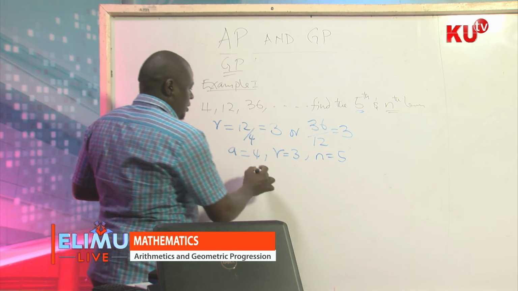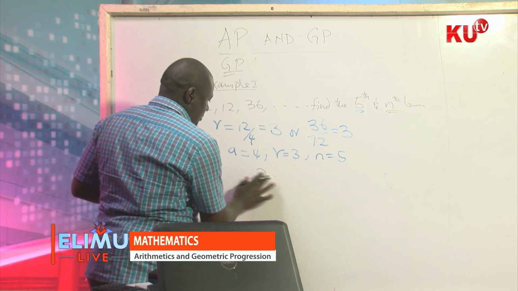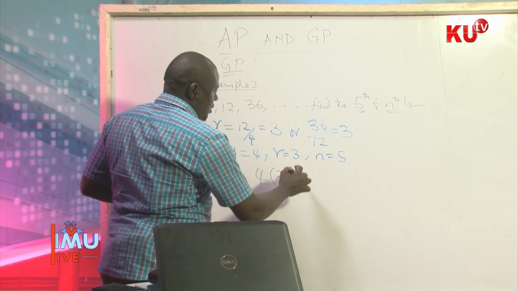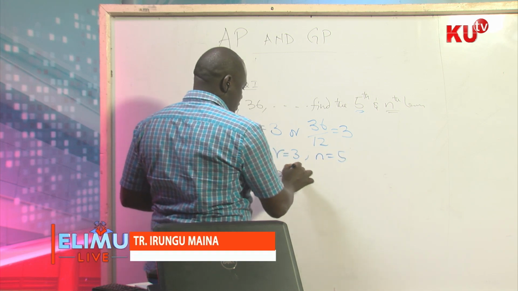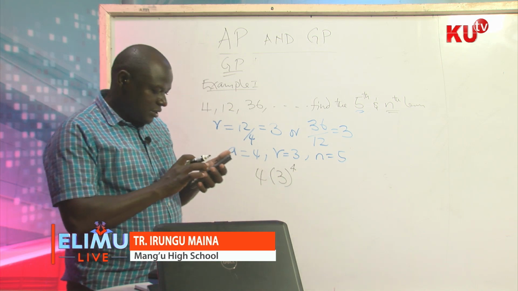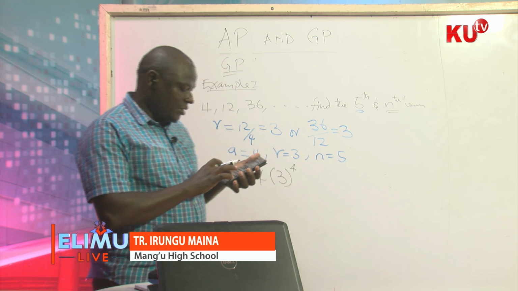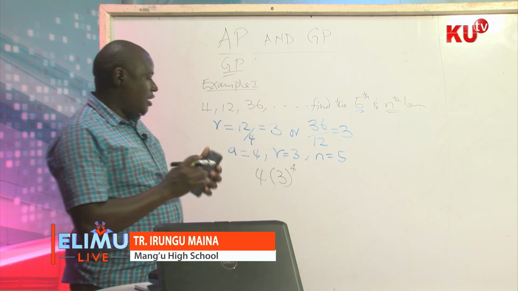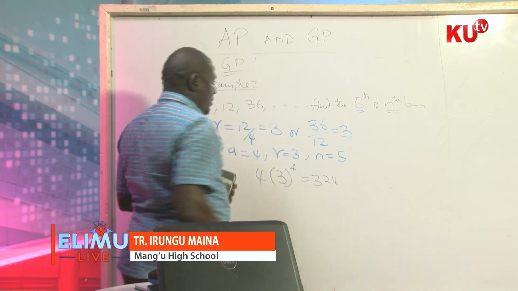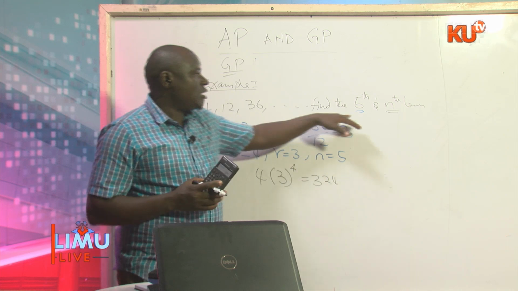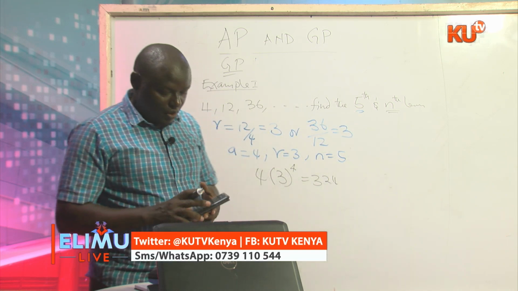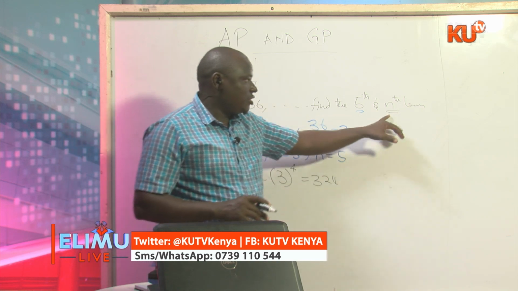A is 3. Our A is 4 multiplied by R, which is 3, raised to power 5 minus 1, which is 4. In that case, you take 3, you raise to power 4 first, you get 81, then you multiply by 4, and you get 324. So we can say confidently that our 5th term in this sequence is 324. What is the nth term?